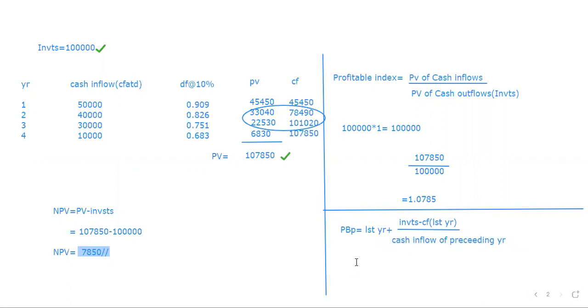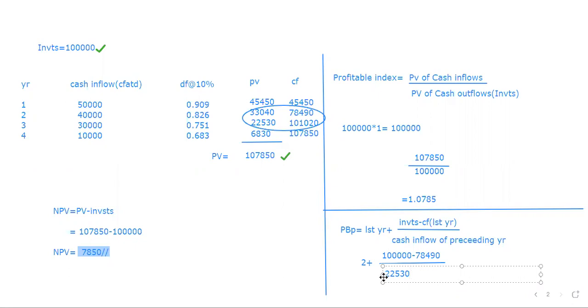Okay, now we'll apply. What is the least year among these two? 2 is our least year, so I have taken 2. Now above, how much is my investment? 1 lakh. And how much is my cumulative for the least year? 78,490. Then divided by the cash inflow of the preceding year, that is 22,530.